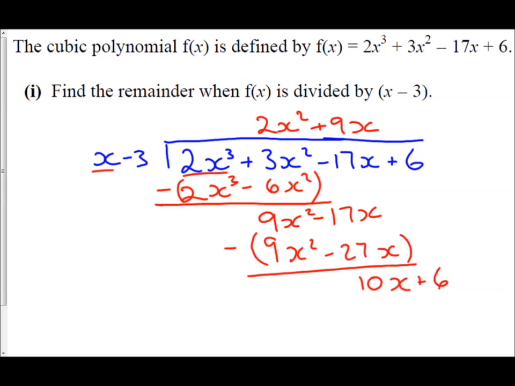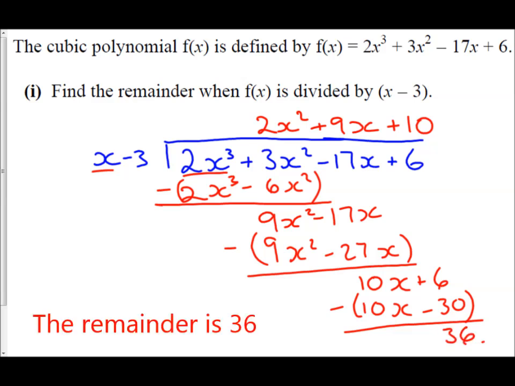I finally say, what do I need to multiply x by to get 10x? Well, that's going to be plus 10. So now I do x minus 3 times 10. That gives me 10x minus 30. I subtract them, and I will get 6 plus 30 is 36. Now, this is far easier to do once you've done the remainder theorem.